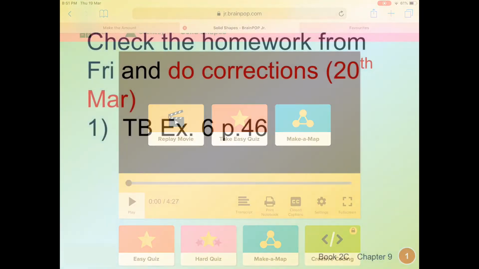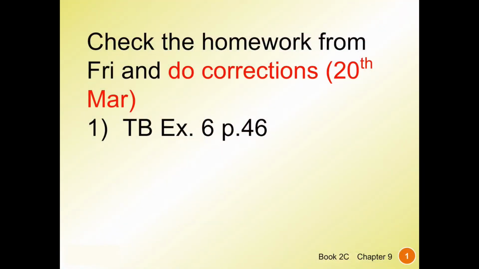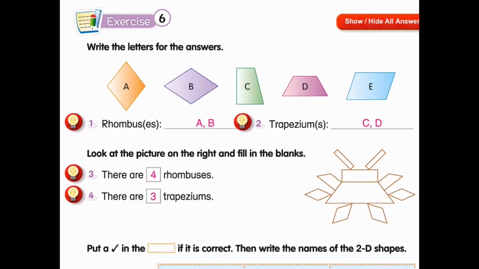Hey! The homework from Friday was textbook exercise 6, page 46. So check your answers to see if you get the answers correct. And for question number 3, there are 4 rhombuses. So we have 1, 2, 3, 4. And question number 4, there are 3 trapeziums. So the 3 trapeziums would be 1, 2, and 3.